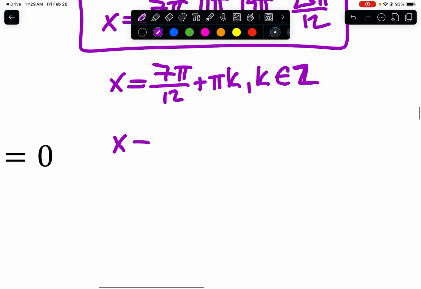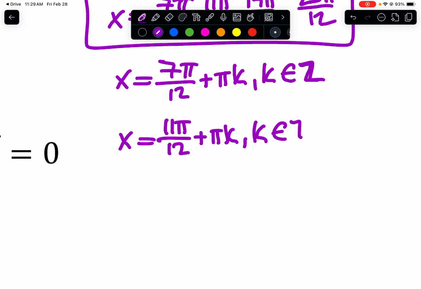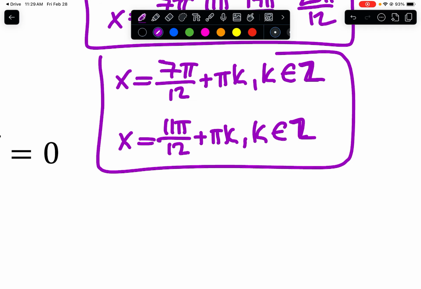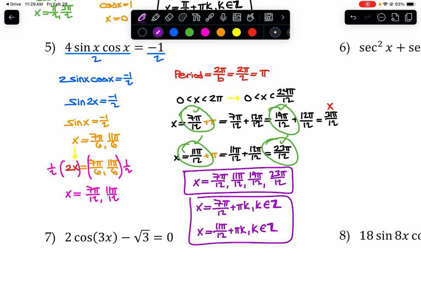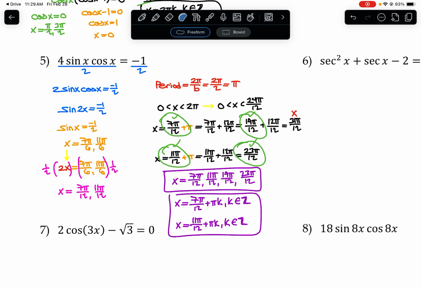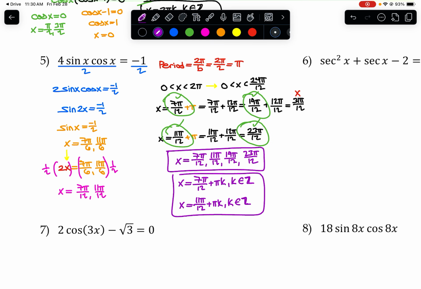And then we're also going to want the 11 pi over 12 plus pi k, where k is an element of those integers. So there's single cycle versus all possible. I know this one was kind of tricky because of the period, but it's actually a really good problem, y'all. This is a pretty solid AP level question.